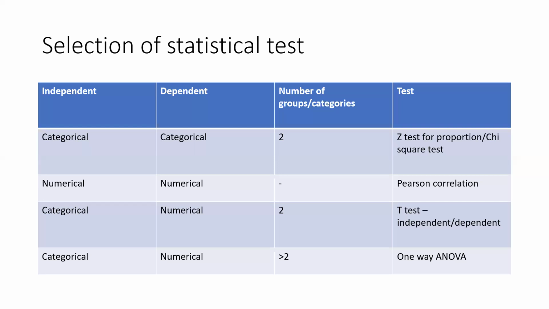The same chi-square test can be used for categorical variables if there are more than two categories. I forgot to mention it, so this is the correct answer. If there are more than two categories also, it is the same test. Only in the categorical and numerical case does the test change. That means if there are two categories, it is the t-test; if there are more than two categories, one-way ANOVA. So are you clear about the p-value and statistical tests?